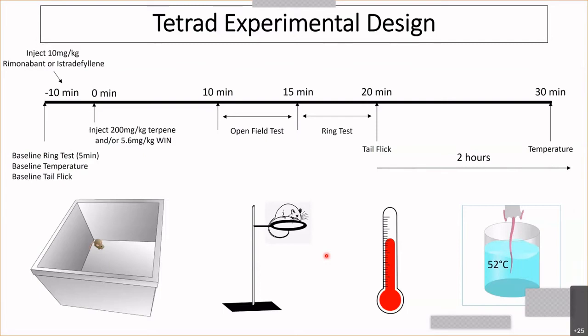And so to test that, we have a similar but slightly different experimental design. Again, we test one animal in all behaviors, which is a great advantage of this approach. We do our baselines, and then at minus 10 minutes, we inject one of two antagonists. Rimonabant is a cannabinoid receptor 1 selective antagonist. Istradefylline is an adenosine 2A selective antagonist, which is sort of this similar but not identical modulatory receptor system. At 0 minute, we inject either terpene, either alone or in combination with Win compound, and then we're able to get our 4 different behaviors over this time course and pick them all out in one set.